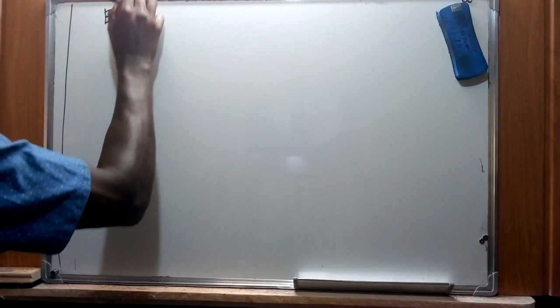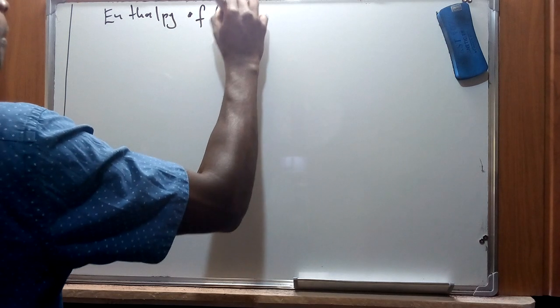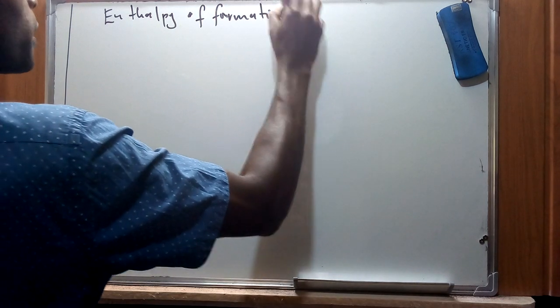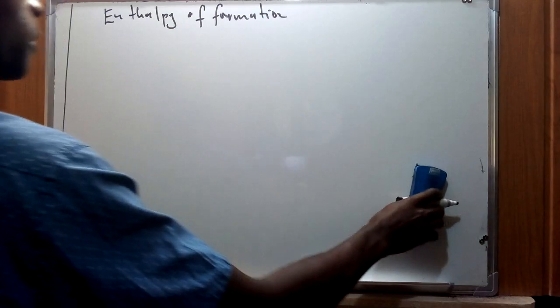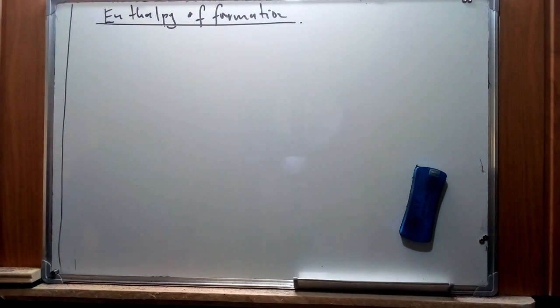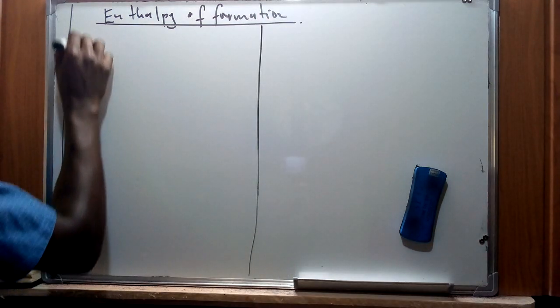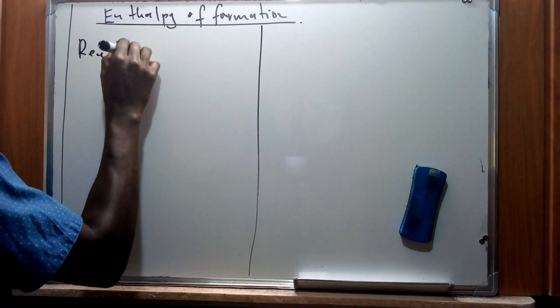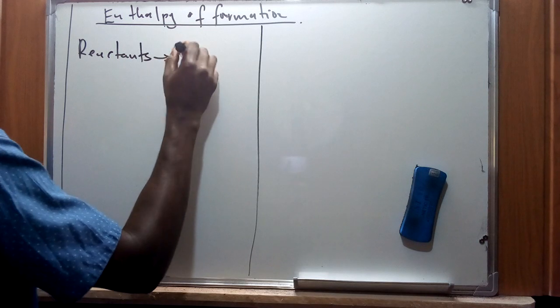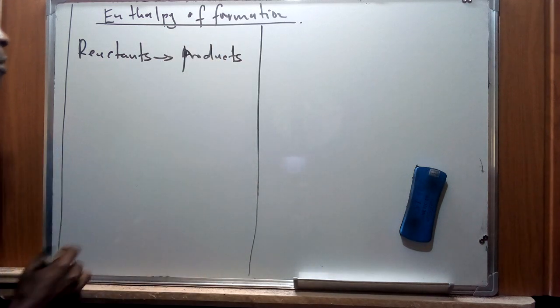So our topic of discussion for today is enthalpy of formation. The enthalpy of formation comes from the concept that I've mentioned about formation of new products when a chemical reaction is taking place. So we are just going to use our normal illustration for a chemical process whereby the reactants react to form product.